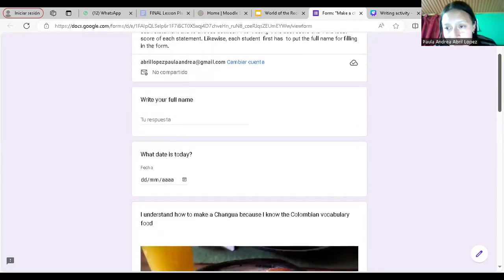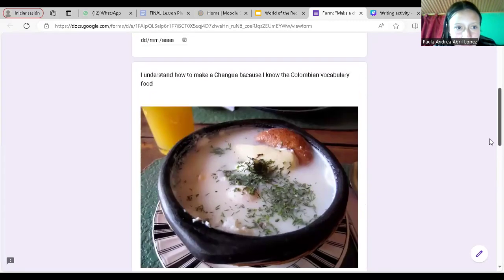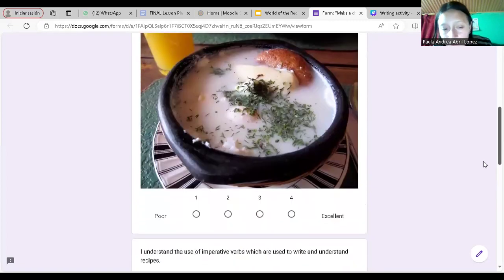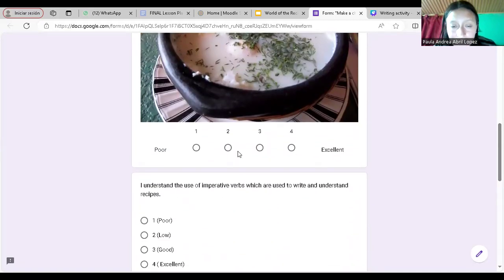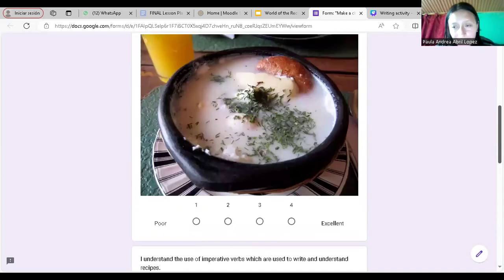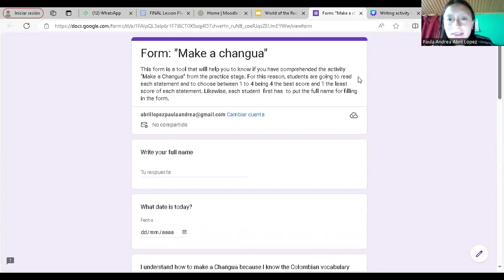For example, here, if you understand how to make a changua, you might put four, which means excellent, or three, which means good, or two, which means low, or one, which means poor. And that's all. You just send the form.